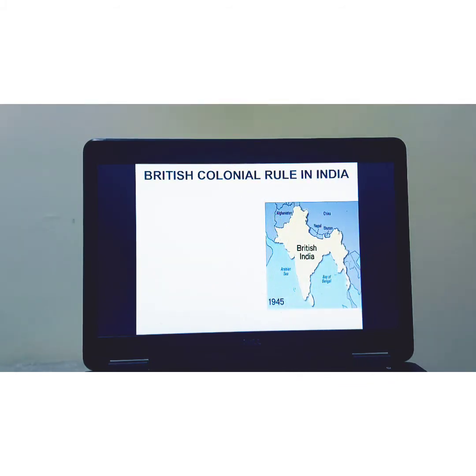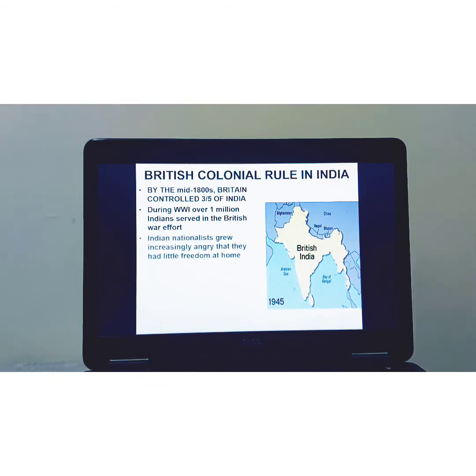British colonial rule in India. You can see the picture of 1945. By the mid 1800s, Britain controlled 3/5 of India. During World War I, over 1 million Indians served in the British war effort. Indian nationalists grew increasingly angry that they had little freedom at home.